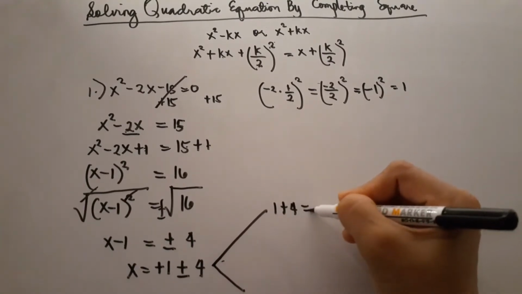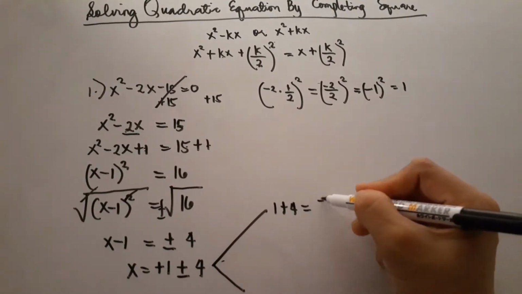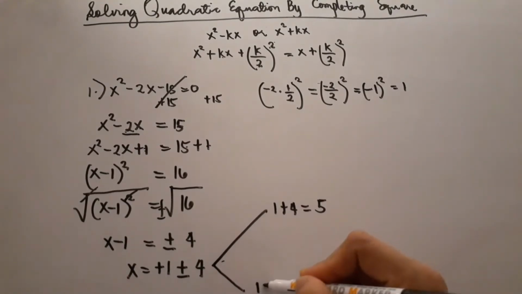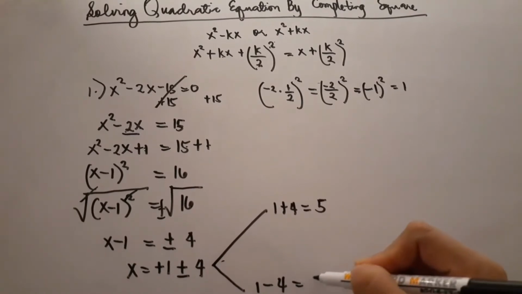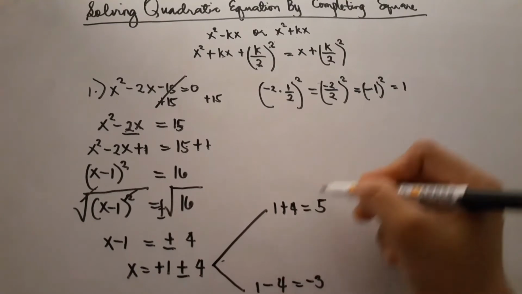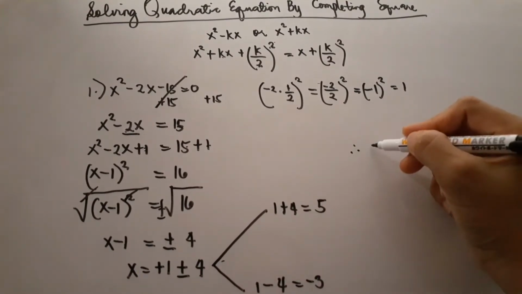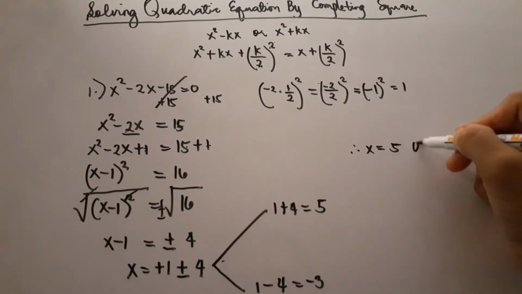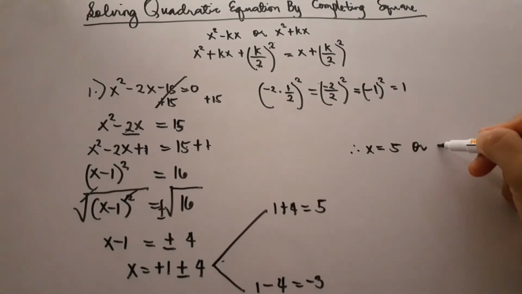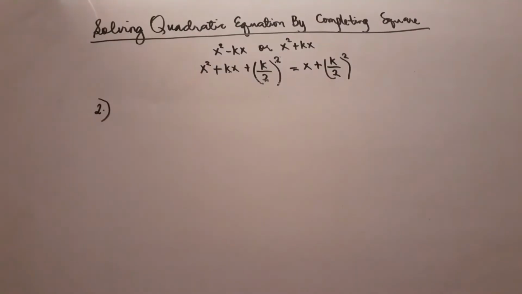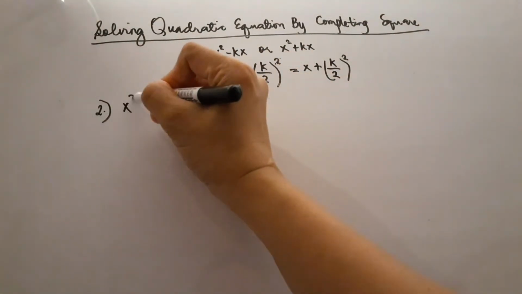Positive 1 plus 4 is equal to positive 5, and on the other side 1 minus 4 is equal to negative 3. Therefore, x is equal to 5 and x is equal to negative 3. And this is the answer. Then let's have another example, number 2.